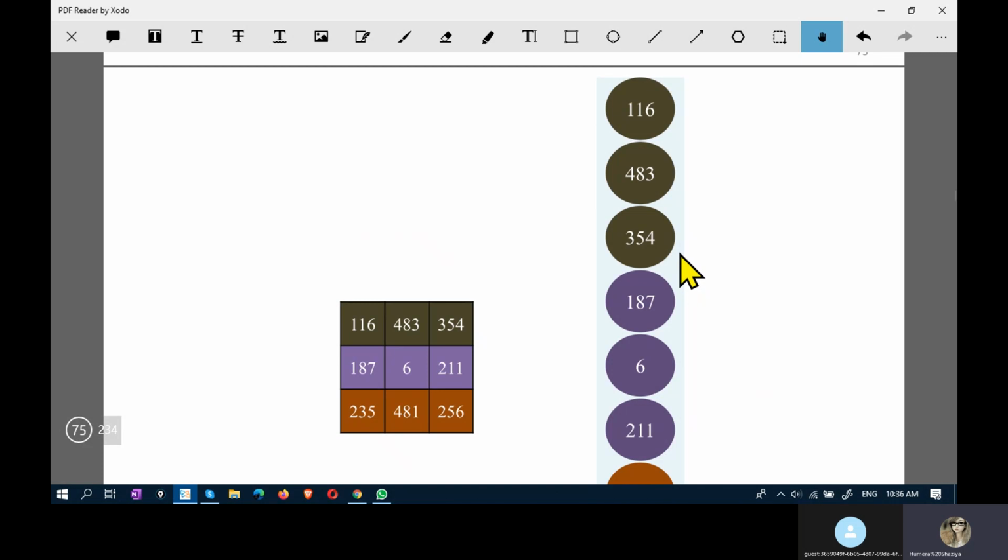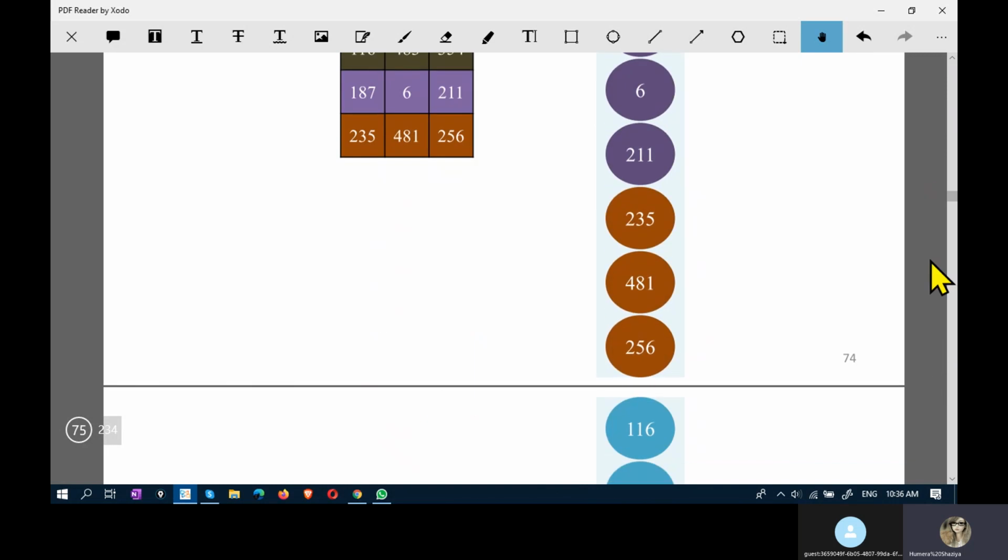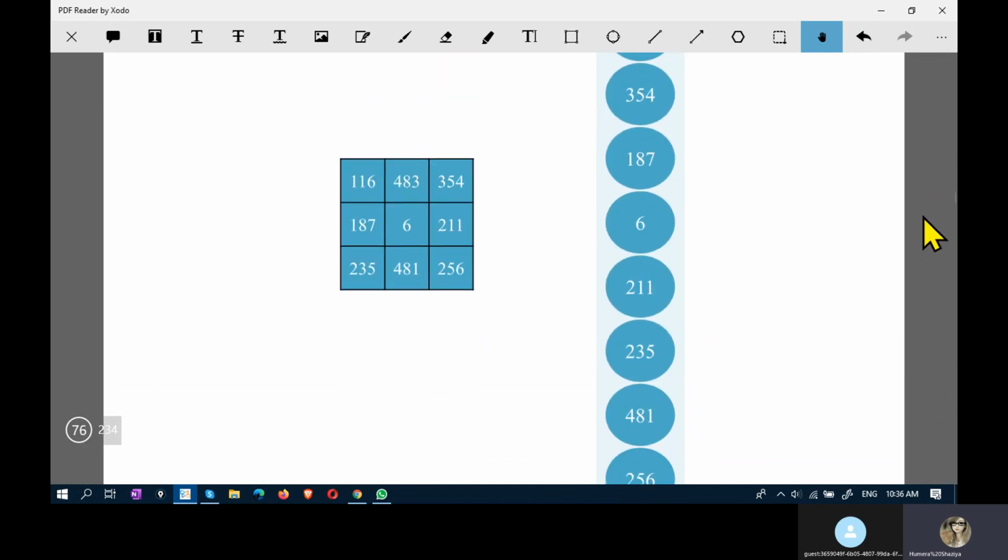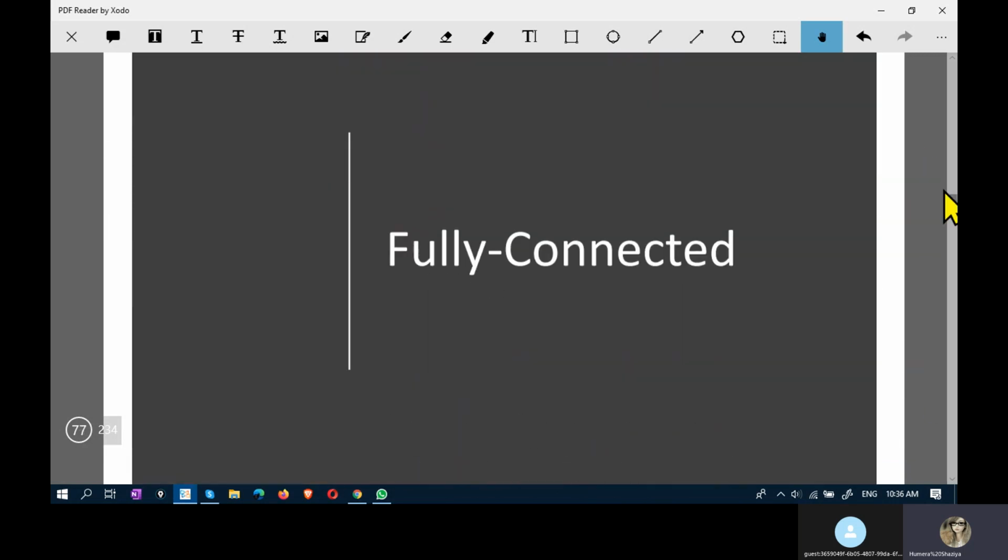Why is it known as flattening? Because you are getting only a single column. Here you have three columns. Flattening is essentially that much only. There is nothing more to understand in flattening. It's just about converting a matrix into a vector.